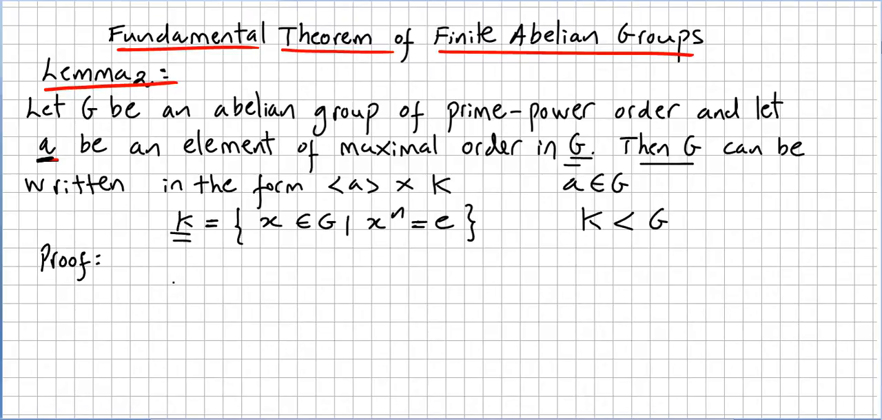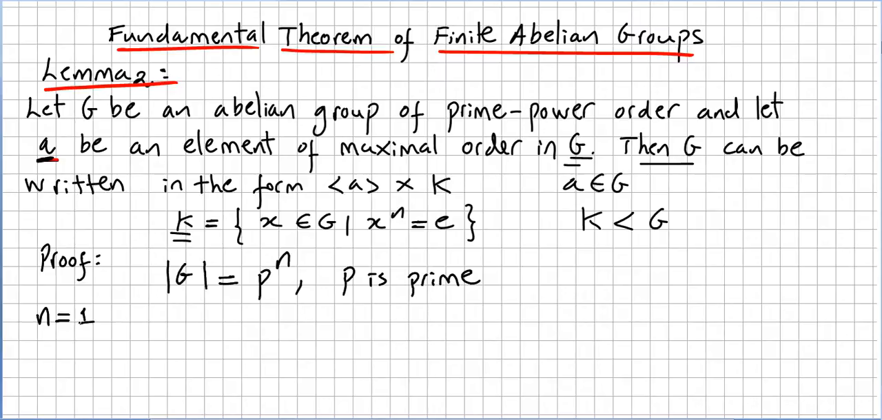Okay, so we pick G and we see what the order of G is. So the order of G has to be a prime power order. Okay, so this has to be p to the power of n, where p is prime. Basically what we are going to do is use induction on n, which is not very hard.